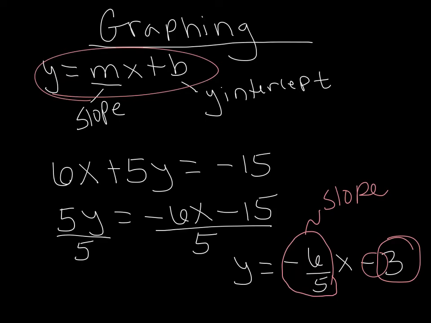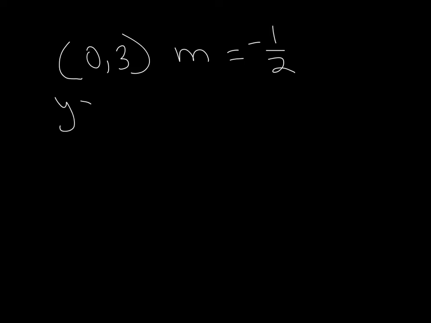Okay, let's try another problem. What if I'm given two things? Let's say I'm given a point and then given a slope, and I'm asked to write an equation of that line. So let's say I'm given the point (0, 3), and I'm told that the slope is negative 1/2. Okay. Now we know that our equation in slope-intercept form is y equals mx plus b.